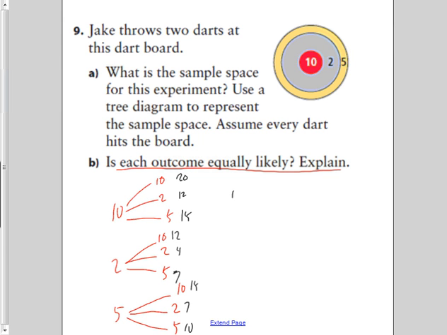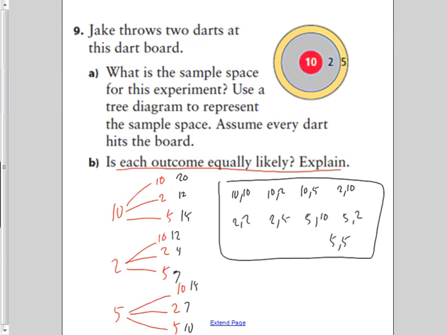You could throw a 10, 10, or a 10, 2, or a 10, 5, or a 2, 10. So when we look at the sample space we could create from that, this would be our sample space. These are all of the possible outcomes. And is each outcome equally likely? As we said before, no. It's much more likely you're going to get 2 points because as area is concerned, the area of the blue is much larger than the area of the red and the area of the yellow.